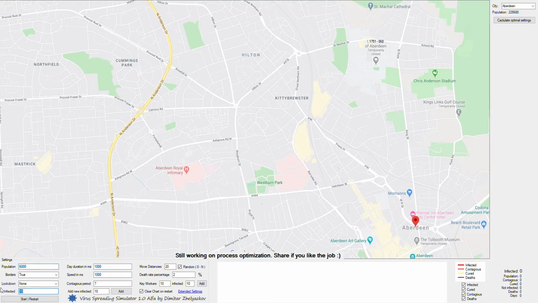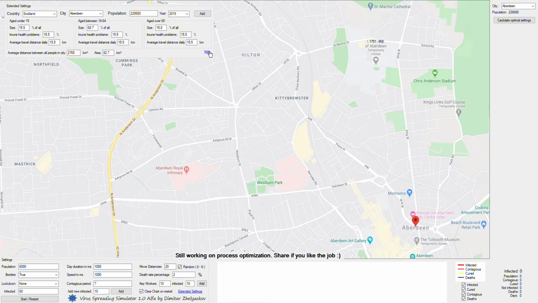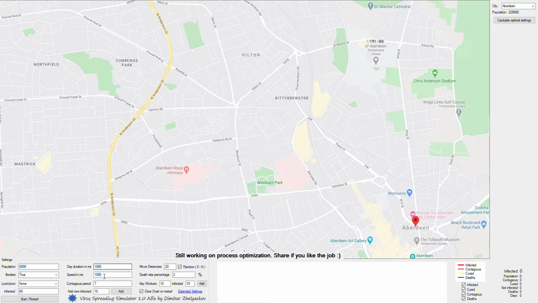So let's place some basic settings, which are right here. It's about 6,000 people and 60 infected people. The day duration will be 1 second, and the calculation speed is about 1 second, which is quite slow for the basics, but it's enough because I'm working on extended settings to add more details about every single person on the map to get more accurate results. But for now, the program works only with the basic settings.